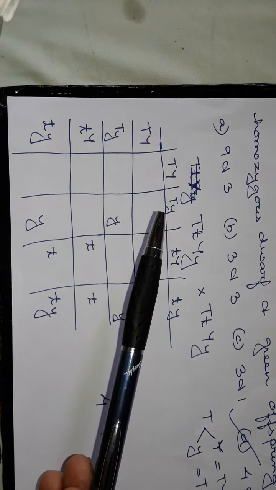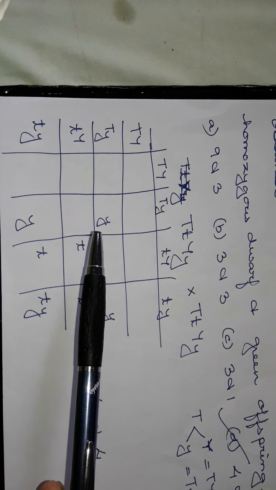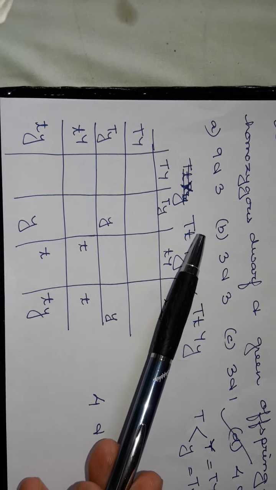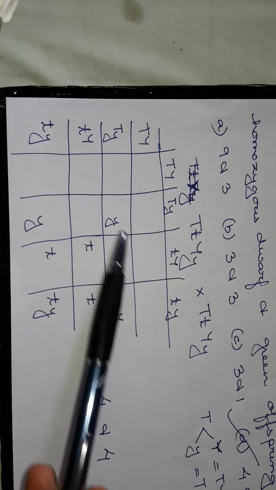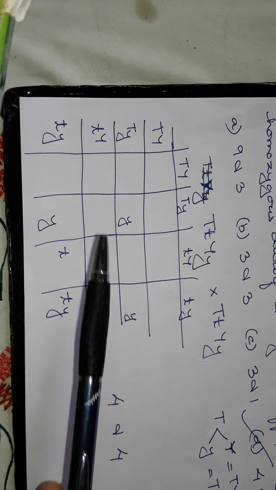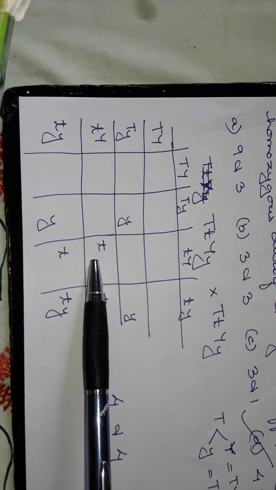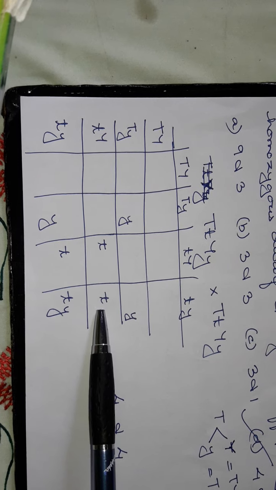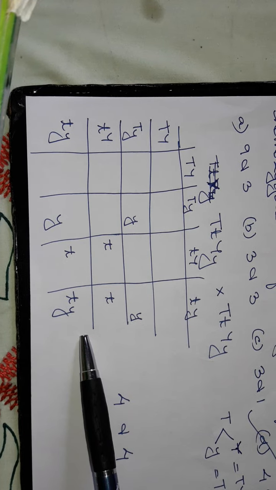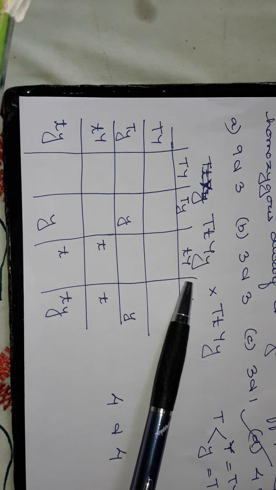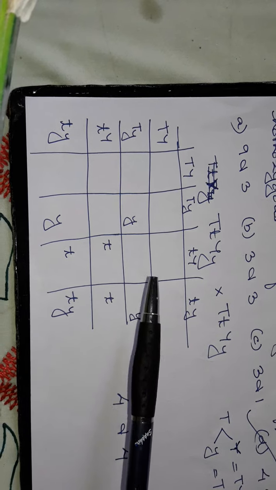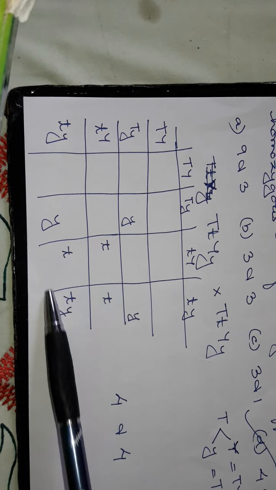Now see how we will get dwarf offsprings here. First of all, for dwarf, small t has to be present. So let us see where we will get the small t. This is a small t, isn't it? Small t, so this will be small t, small t, this will be small t. Again this will be small t, this will be small t. Because if capital T is present, small t cannot express itself, isn't it? That is a recessive trait. We know that. So here this will be 4.